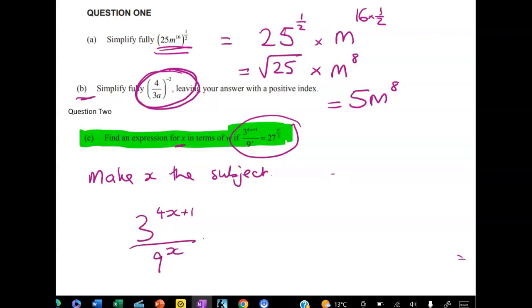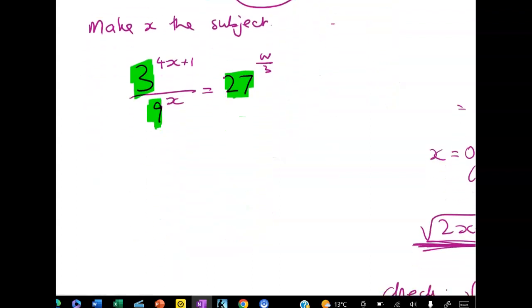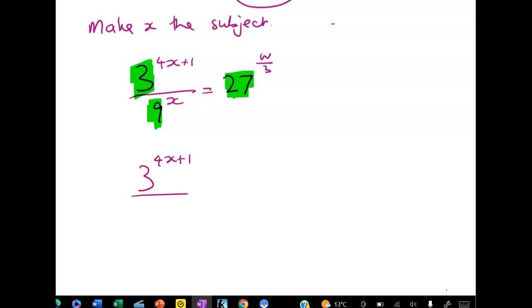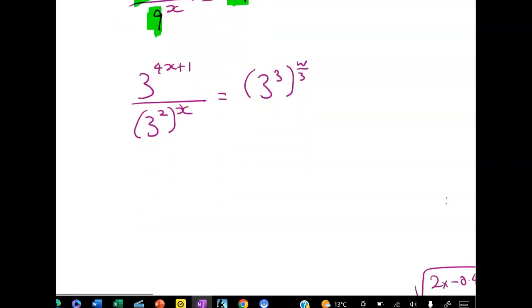here's what I see. I look at the bases, and I see that here I've got a base of 3, here I've got a base of 9, and here I've got a base of 27. So the first thing I'm going to do is to get everything to have the same base. Just get rid of that old working from yesterday's video. And the base here that I'm going to work with is 3. So I'm going to have 3 to the power of 4x plus 1, but instead of 9, I'm going to have 3 squared to the power of x. And instead of 27, I'm going to have 3 cubed to the power of w on 3.